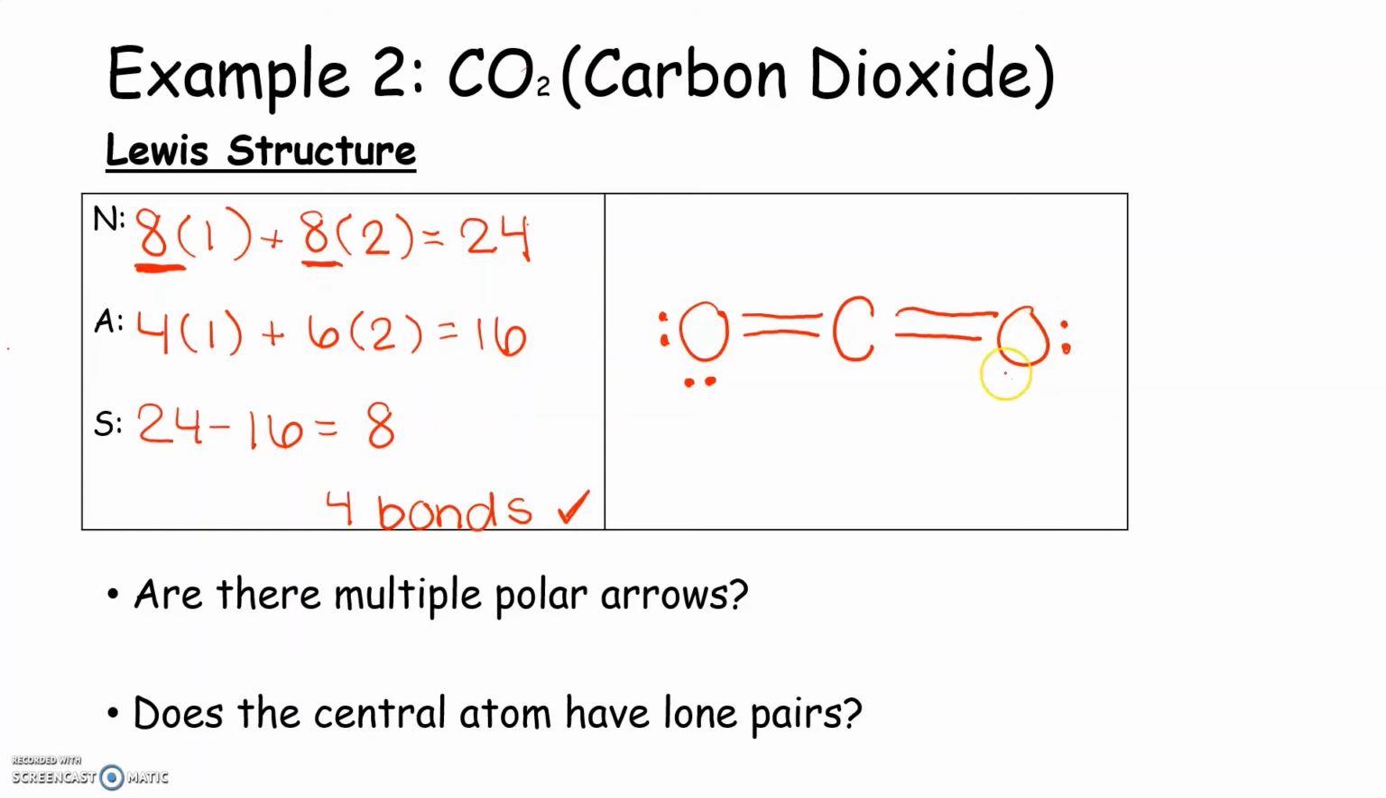1, 2, 3, 4. So now let's check and see. These are all happy. Now let's make sure that it adds up to 16. So if I have 2, 4, 6, 8, 10, 12, 14, 16. And so it adds up to 16. We're good. So now the next step is check and see if these are polar or nonpolar bonds.